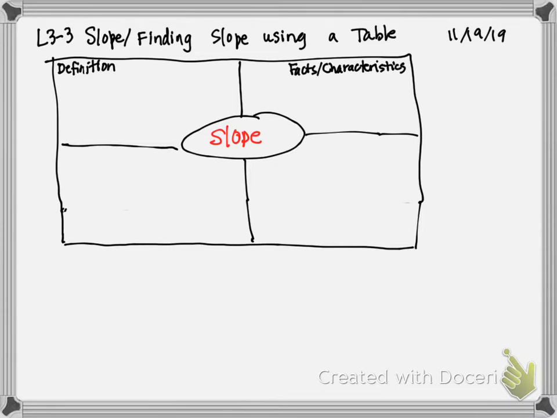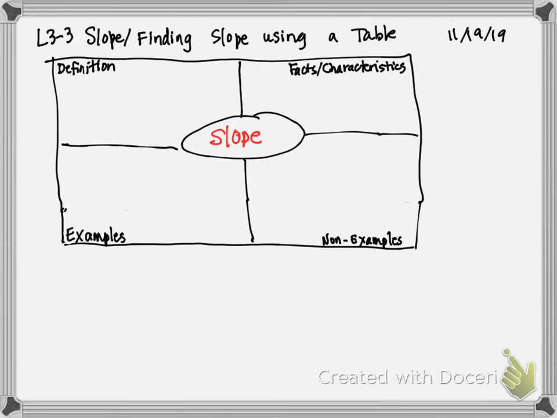That's a lot of letters. Oh, my. The bottom left is examples. So what does slope look like? Things that have to do with slope. And then the bottom right is going to be non-examples. Okay. So the Frayer model's job is just to look at an idea, concept, or a vocab word from 4 perspectives.